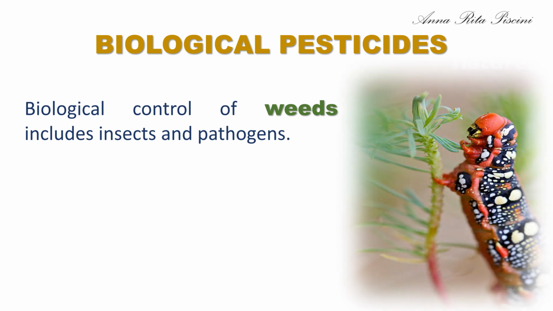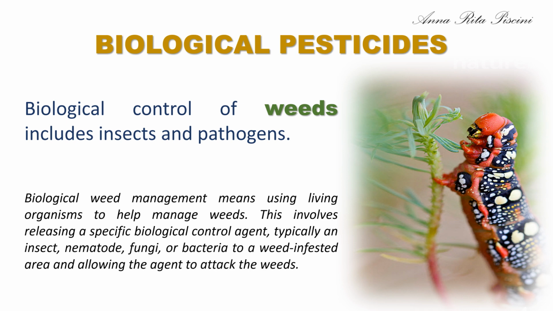Biological control of weeds includes insects and pathogens. Biological weed management means using living organisms to help manage weeds. This involves releasing a specific biological control agent, typically an insect, nematode, fungi, or bacteria, to a weed-infested area and allowing the agent to attack the weeds.